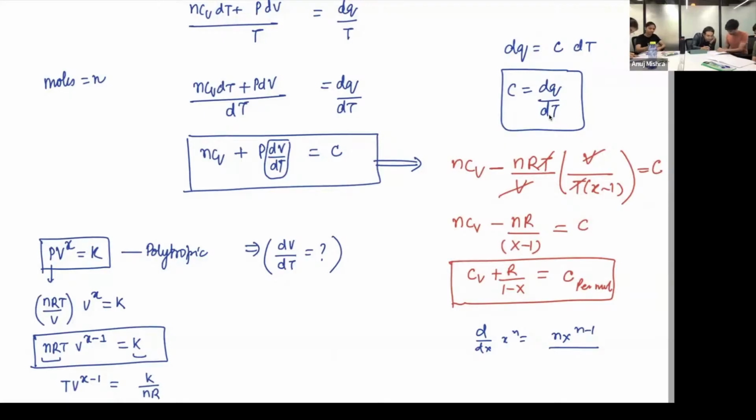You got this. What is this written? N is X. N is not X. Okay, you wrote T V power n minus 1 is k by n naught r, yes correct, absolutely right. So dt into v power n minus 1, absolutely right, plus T times n minus 1 v power n minus 2 dv, correct. So how do you get it? Differentiate one term keeping the other constant, then the other term differentiated, the first constant.